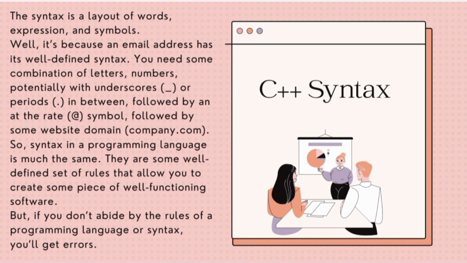C++ syntax. The syntax is a layout of words, expression, and symbols. Well, it's because an email address has its well-defined syntax. You need some combination of letters, numbers, potentially with underscores or periods in between, followed by an at symbol, followed by some website domain, company.com. So, syntax in a programming language is much the same. They are some well-defined set of rules that allow you to create some piece of well-functioning software. But if you don't abide by the rules of a programming language or syntax, you'll get errors.